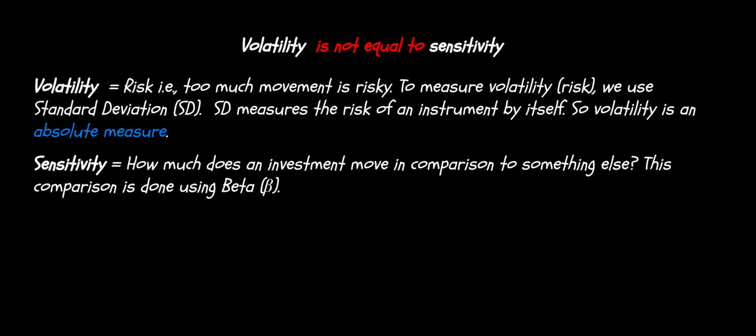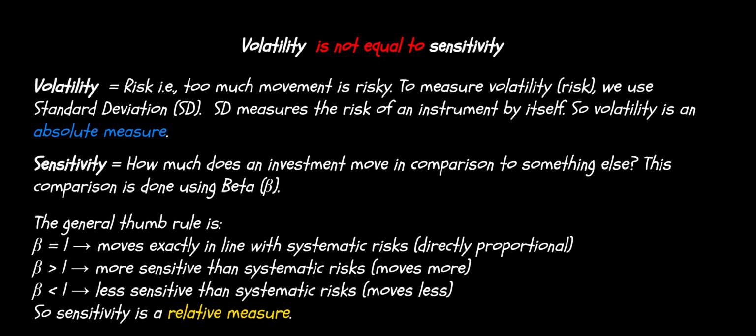But sensitivity measures how much does an investment move in comparison to something else. This comparison is done by using beta. The general thumb rule is if beta is equal to 1 means it's directly proportional. If it's less than 1, it's less proportional, and if it's more than 1, then it's more proportional. So sensitivity is a relative measure.